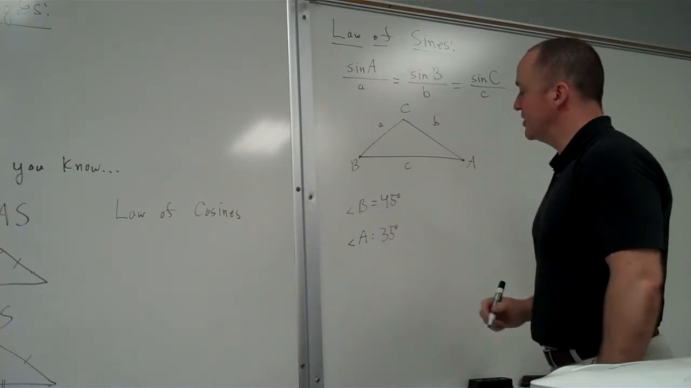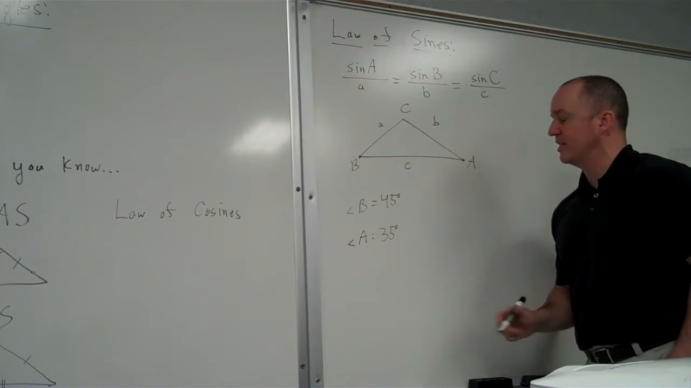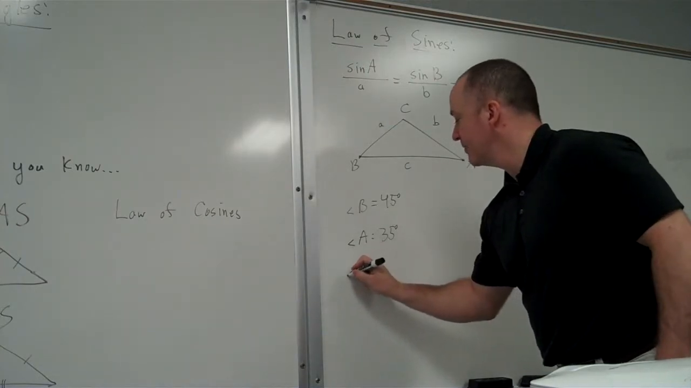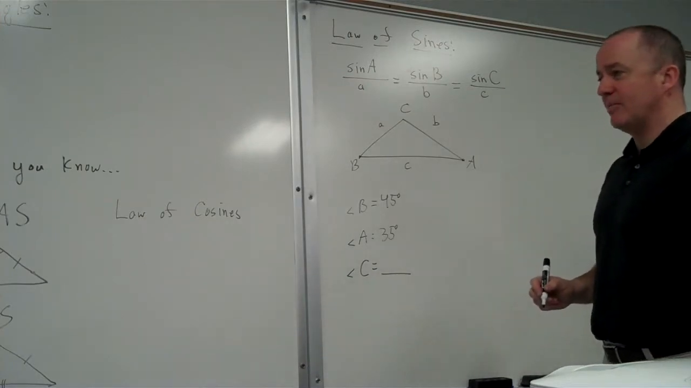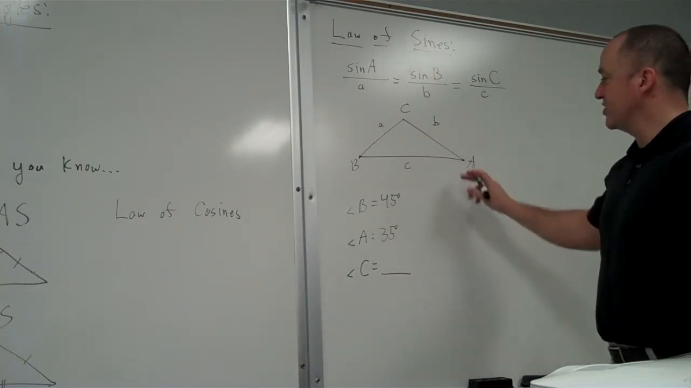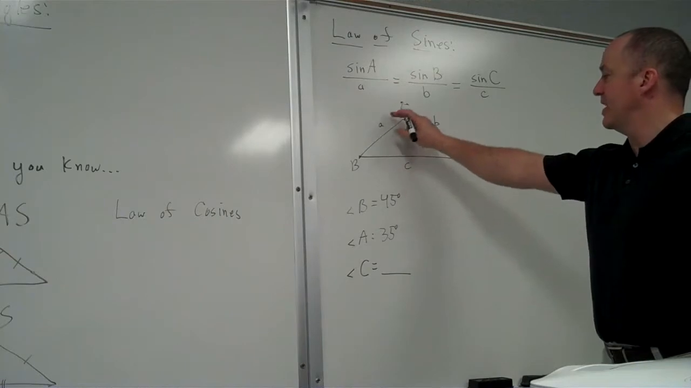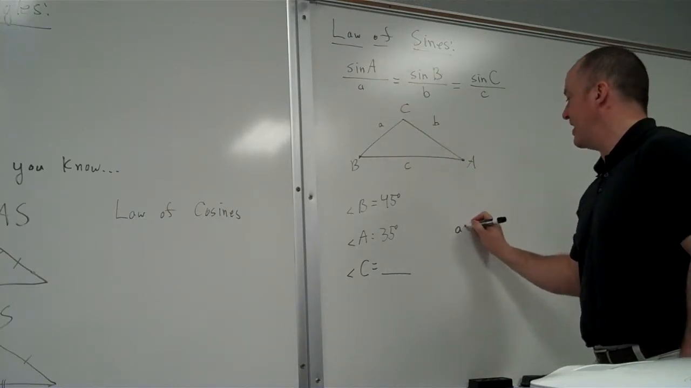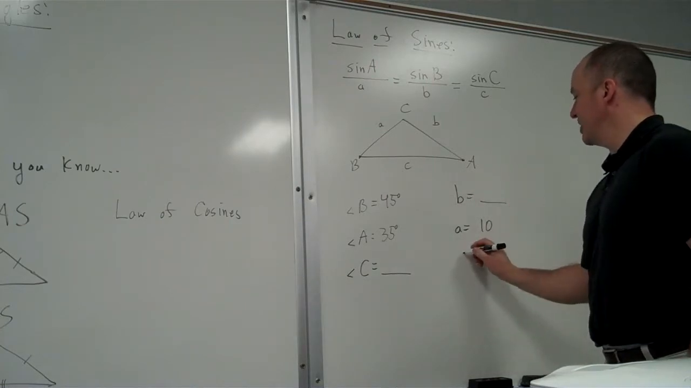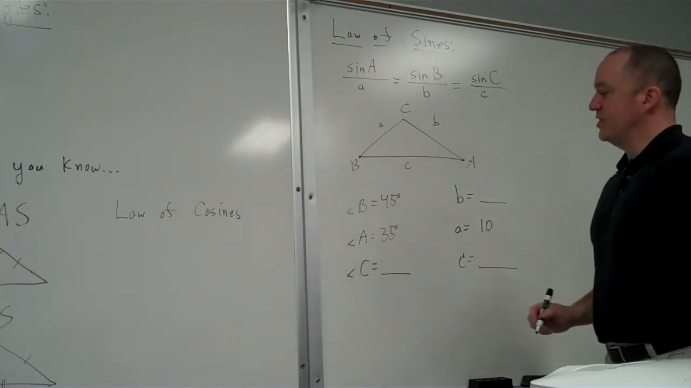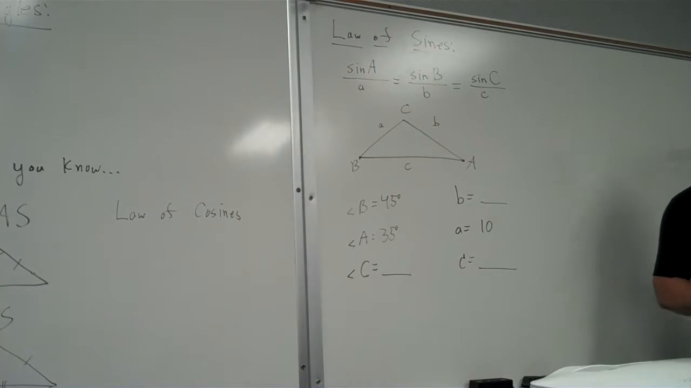Okay, let's say I tell you angle B is 45, angle A is 35. Angle C you don't know yet, though some of you probably already do. And since I've given you angle A and angle B, I'm going to give you a side length. A is 10 units, B is blank, C is blank. Giving you three pieces of information, I want you to tell me the other three.